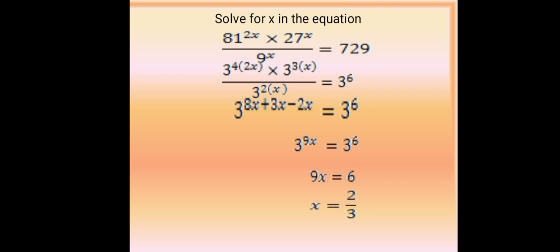So if we add the powers, 8x plus 3x minus 2x, we get 3 raised to the power of 9x, which is equivalent to 3 raised to the power of 6. So you can calculate that 9x is equal to 6, and the value of x is 2 over 3.